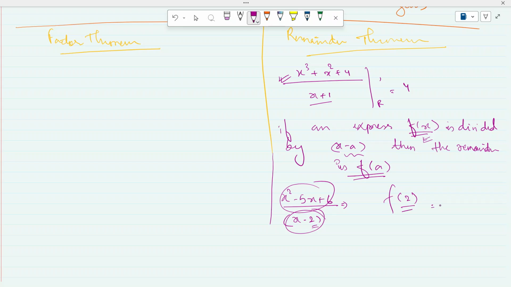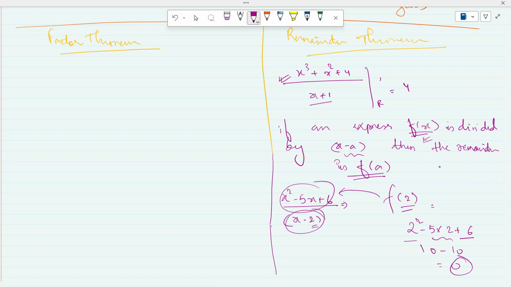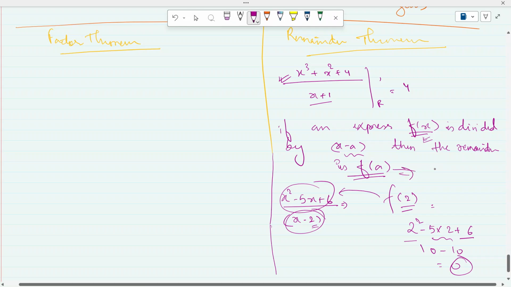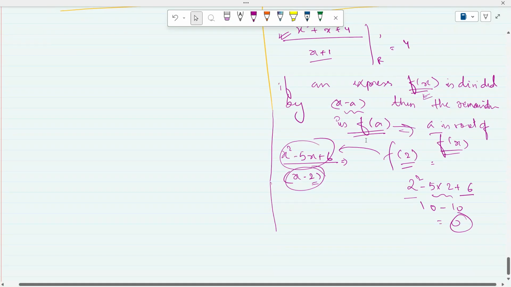And f of 2 would be 2 square. We put the value of 2 in this expression, we will get 5 times 2 plus 6. This equals 10, and this is 10, so it will be basically 0. So basically we see that if the remainder is 0, we can conclude that a is a root of f of x. So basically this is what is known as the remainder theorem.